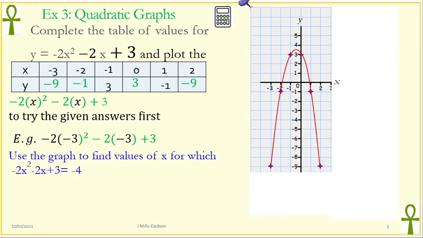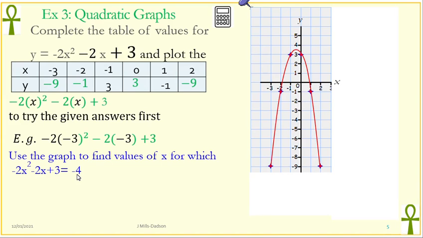We are supposed to use the graph to find the values of x for which negative 2x squared minus 2x plus 3 equals negative 4. When a question like this is given to you, double check the original function. Minus 2x squared is still minus 2x squared. Minus 2x is still minus 2x. Plus 3 is still plus 3. And this whole thing equals y. And this whole thing is exactly what is here. So we can just say y is equal to negative 4.